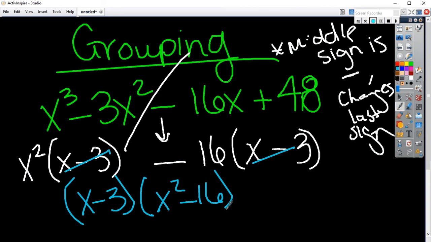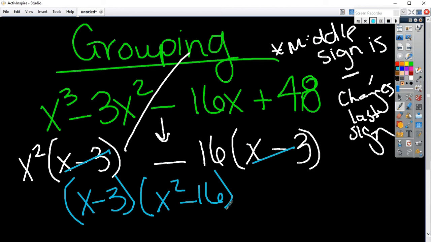Do you see what I did? Where did the 48 go? Because I took a 16 out of both of them, so I divided it by negative 16. Oh, now I'm getting to where I don't understand. But wait, hold on.